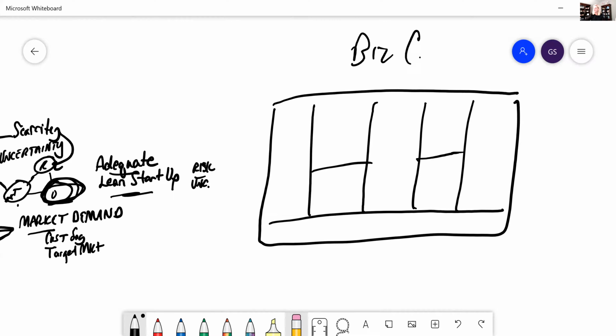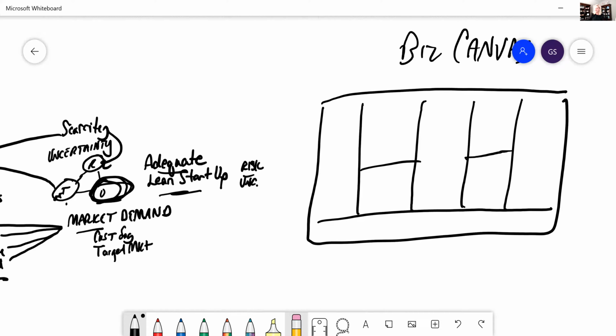Now we have to do all of the work that we just discussed before we're really ready to look at the business canvas. And what we've done here is, first of all, we have hypothesized on who we think our customer segments are going to be. This is the right-hand portion of your business canvas.